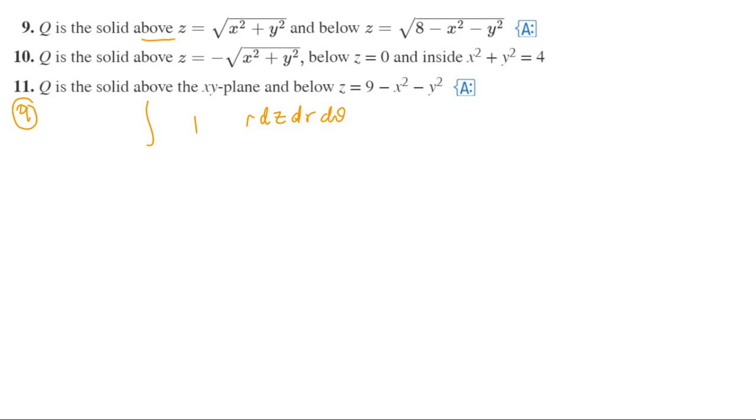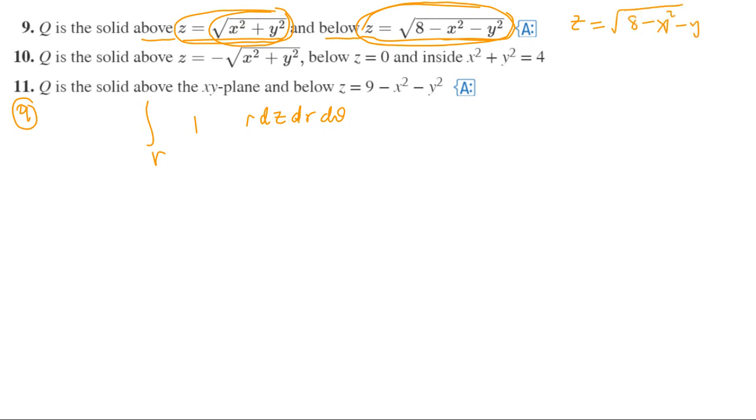it's above this and below this. So this is the lower limit and this is the upper limit. You need to write it in polar coordinates. In polar coordinates, this is r. What about this in polar coordinates? How to write z equals 8 minus x squared minus y squared in polar coordinates?